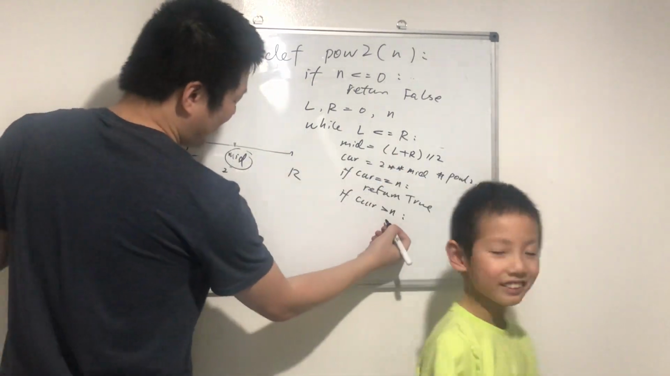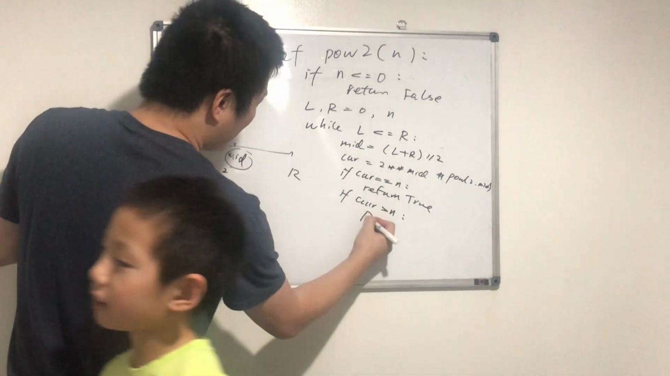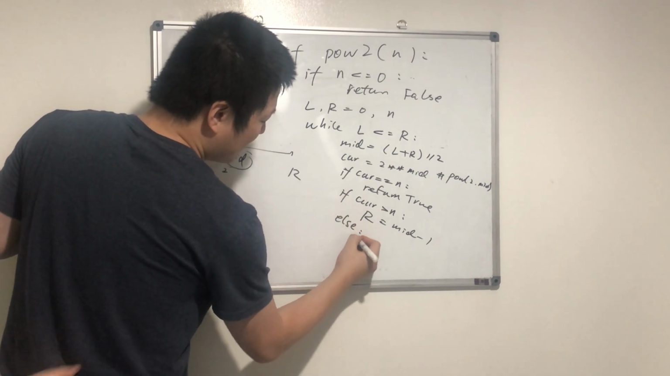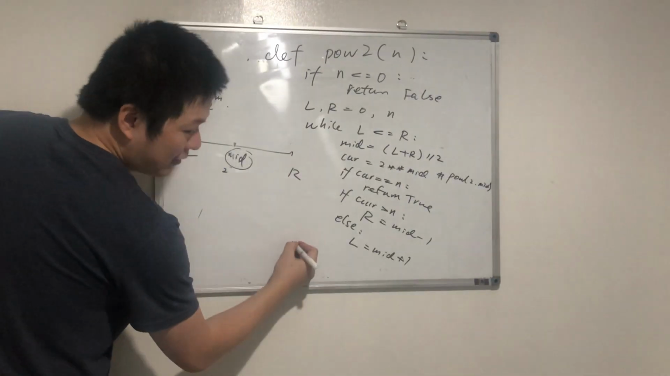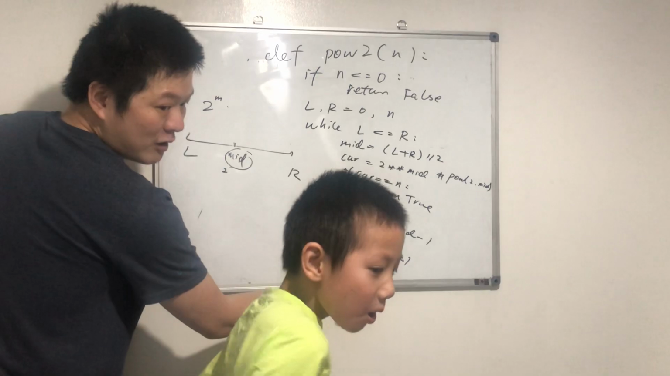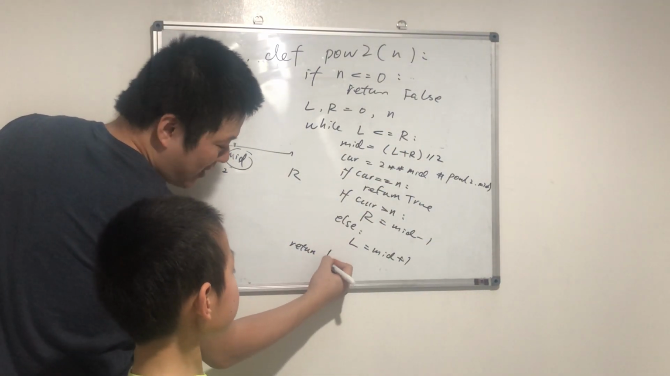So what should I write here? Right equals mid minus 1. Okay, we're done. And then else, left equals mid add 1. And then here return what? Return what? No, this I return true. Return what? False. Yes, we're done.